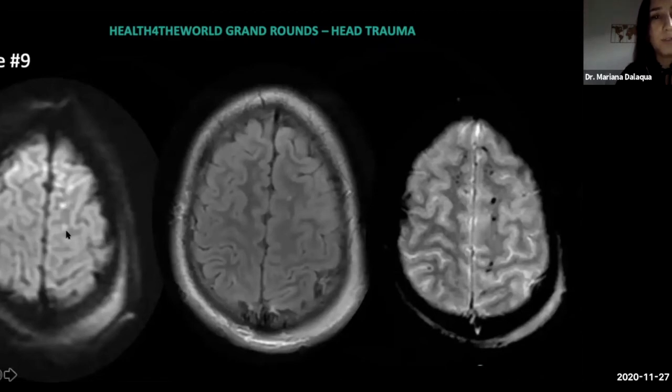So on the left, we see diffusion weighted image. We see some hyperintense foci that also are hyperintense on FLAIR. And we see the susceptibility artifacts on susceptibility weighted image. So as I said, we see much more on MRI than we saw on CT, okay?